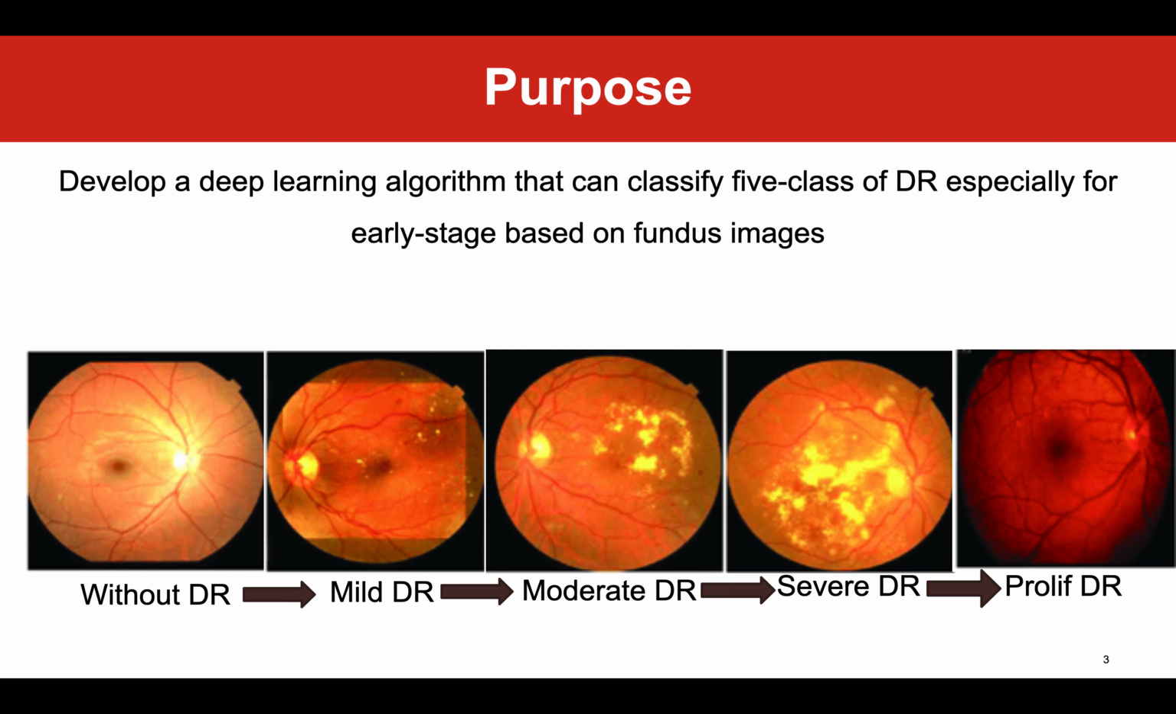Thus, we move on to the purpose of our research, which was to develop a deep learning algorithm that can simultaneously classify 5 classes of DR, especially for early and mild stages, based off retinal fundus images. As you can see in the images on the bottom, the progression of DR through the retinal fundus images goes from without DR to mild to moderate to severe and to proliferative DR.